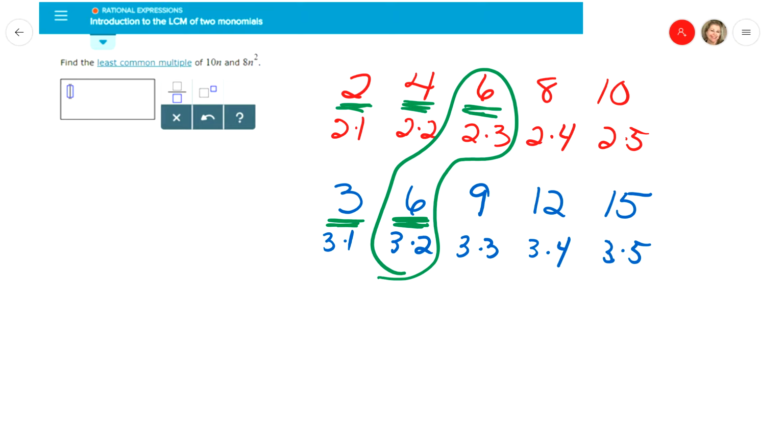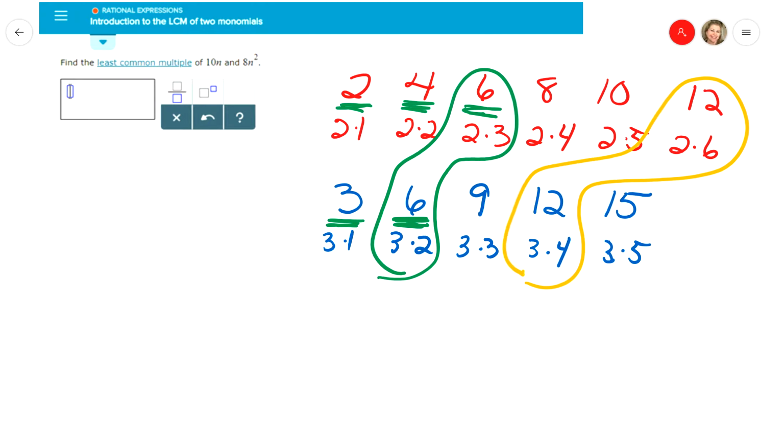Now, I didn't go further on the red, but I could have gone further. I could have gone to 2 times 6, which would be 12. Now, 12 would be another common multiple, but it's not the least. 2 goes into 12 6 times, 3 goes into 12 4 times, which makes 12 a common multiple of 2 and 3, but it's not the least. 6 is.